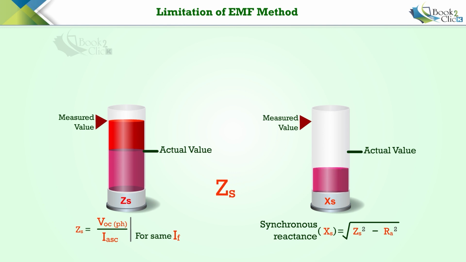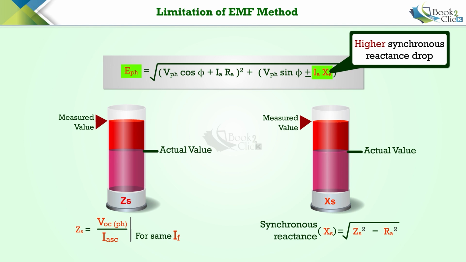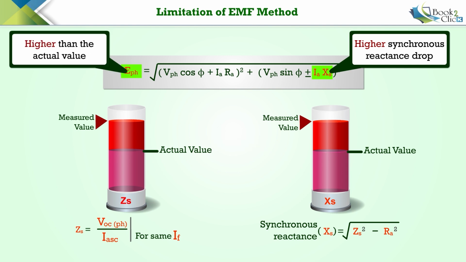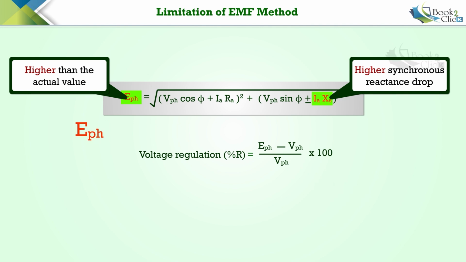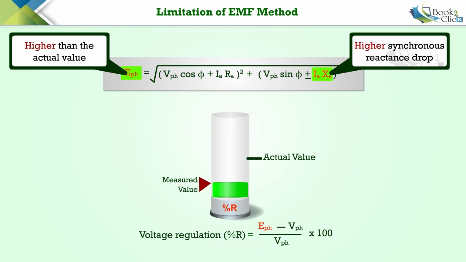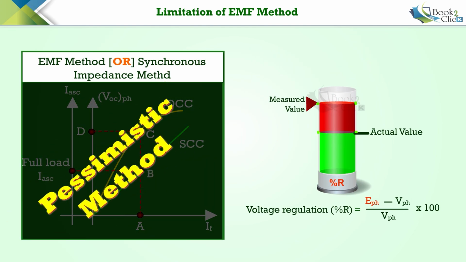This higher synchronous impedance value leads to a higher synchronous reactance value, which is also higher than the actual value. As a result, the synchronous reactance drop becomes high when we calculate the induced EMF EPH in the alternator. This will result in a higher induced EMF EPH, which exceeds the actual value. When we calculate the voltage regulation using the EMF method, it will give a value higher than the actual regulation value. Hence, the EMF method is called the pessimistic method.